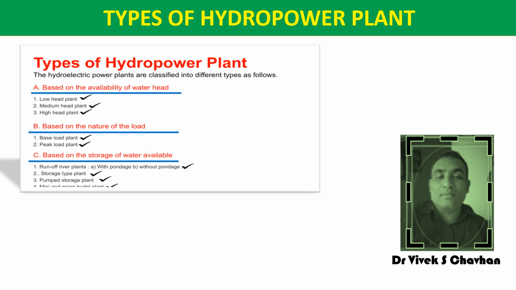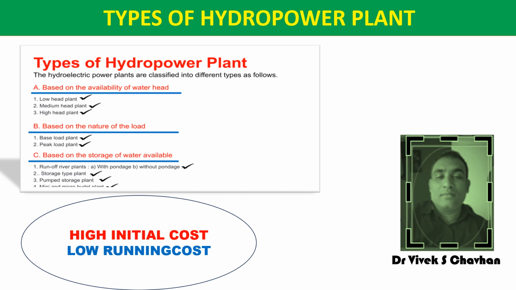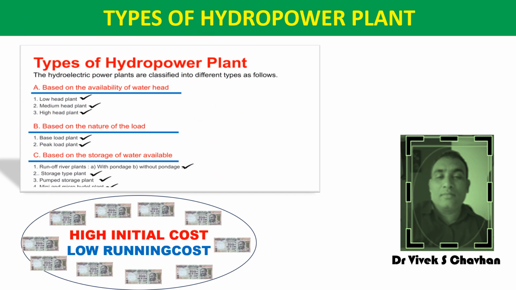The initial cost of a hydroelectric power plant is very high, but the running cost is very low. In the world, 16% of total power is generated from hydroelectric power plants.